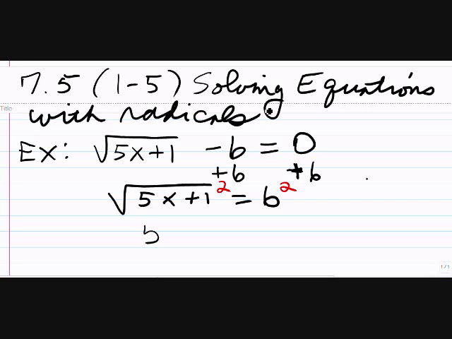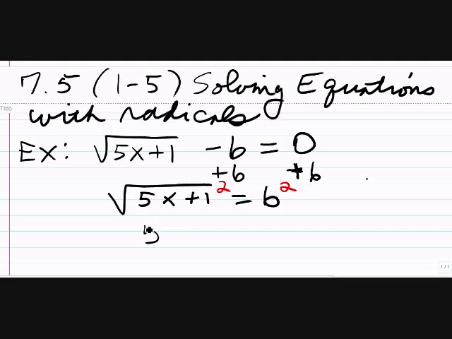Alright, let's start again. Solving equations with radicals. For example, square root of 5x plus 1 minus 6 equals 0. Isolate the radical by adding 6 to both sides. Get rid of the square root by squaring both sides of this equation.